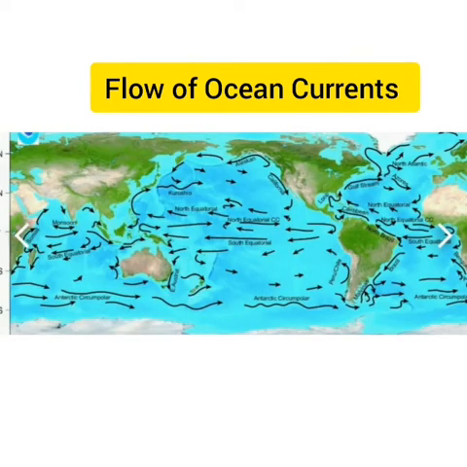Ocean currents flow from the equator to the polar regions and from the polar regions to the equator. When an ocean current flows from the frigid to the torrid zone, it reduces the temperature of the coast in the torrid zone. When a current flows from the torrid to the frigid zone, it increases the temperatures of the coast in the frigid zone.